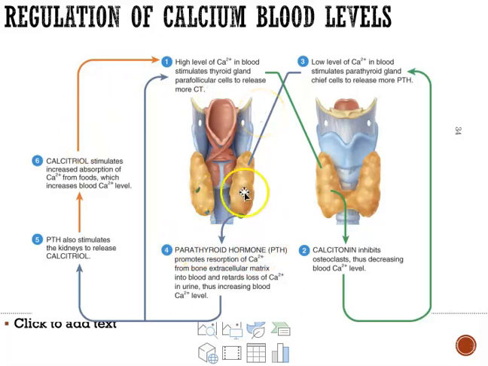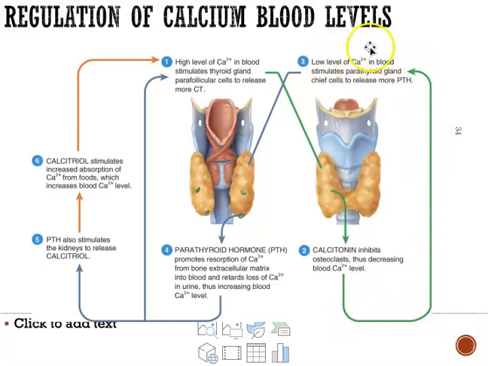So let's just follow this because, again, these will have an antagonistic effect. So let's just say there's high levels of calcium in the blood. That will stimulate the thyroid gland and the parafollicular cells in the thyroid gland to release more calcitonin, right? So you'll see step 2, calcitonin will stop osteoclasts, if you remember back. Those are those cells that break down bone, thereby decreasing blood calcium levels. Okay, so then we get this feedback loop.